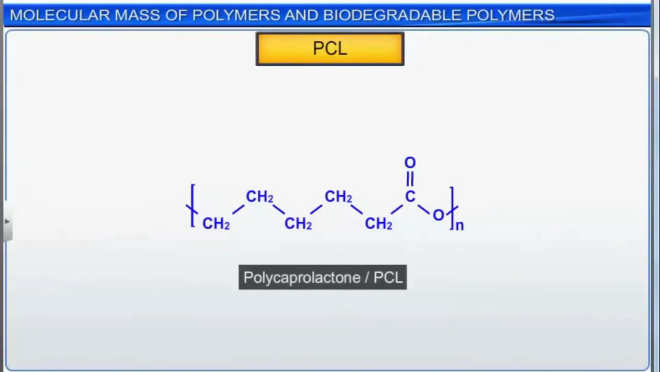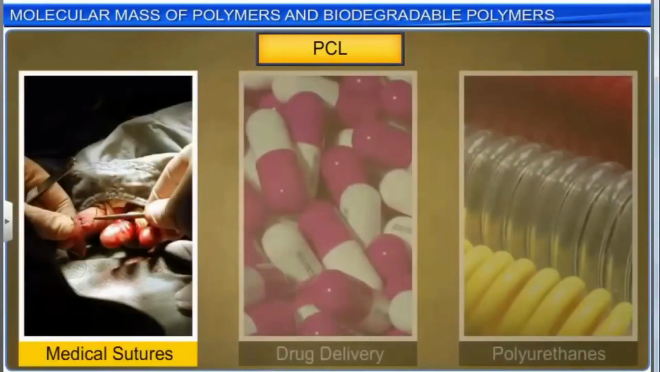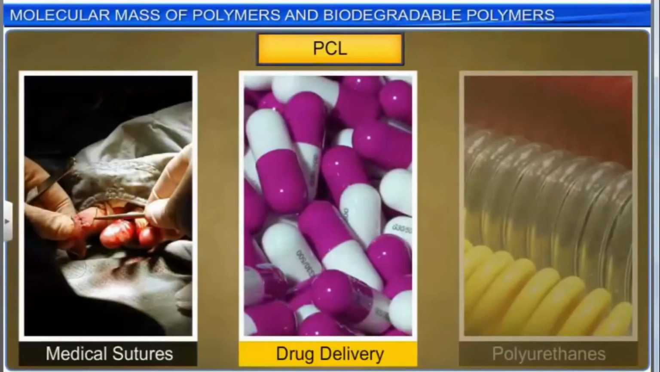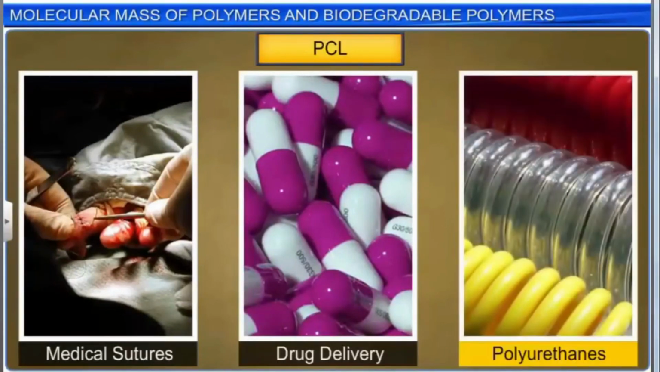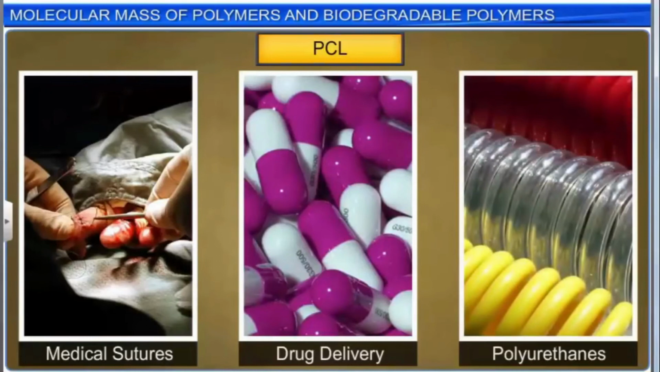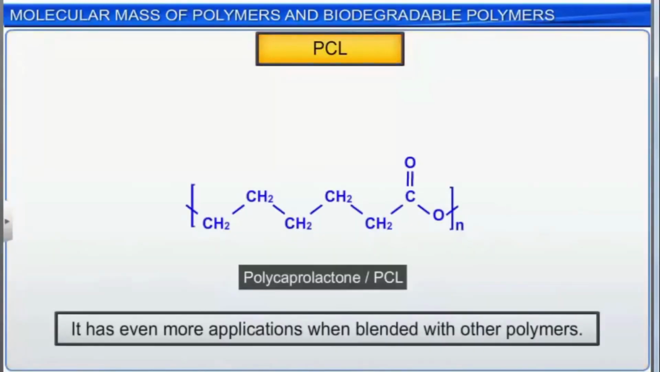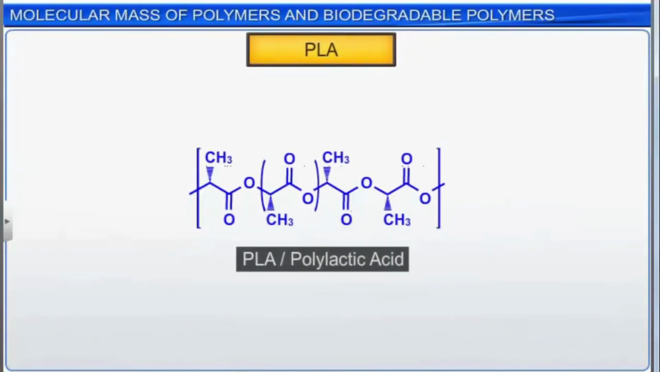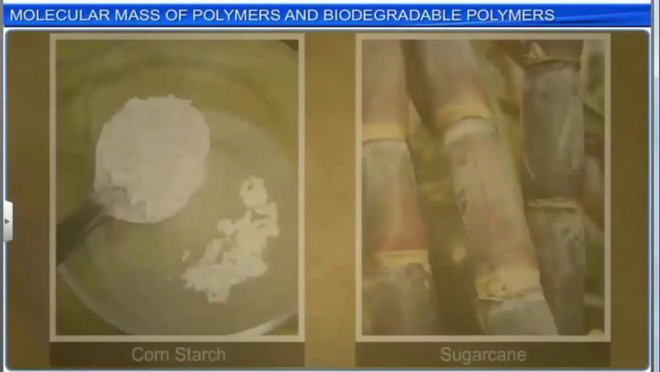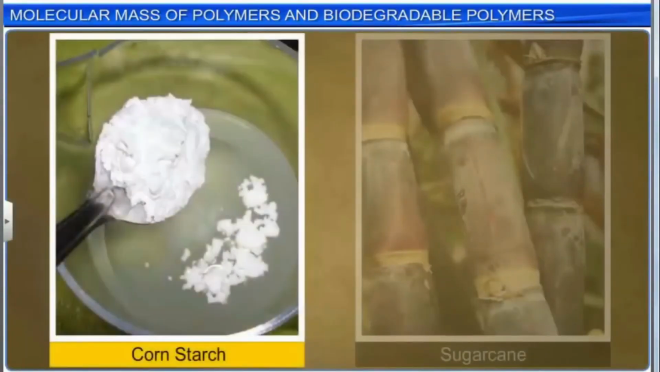Another biodegradable polymer is polycaprolactone or PCL. PCL is used for medical sutures, drug delivery, and the manufacture of specialty polyurethanes. It has even more applications when blended with other polymers. PLA or polylactic acid is another biodegradable polymer. The starting material is plant-based, derived from cornstarch or sugarcane.